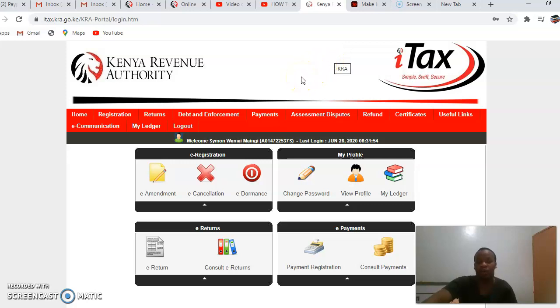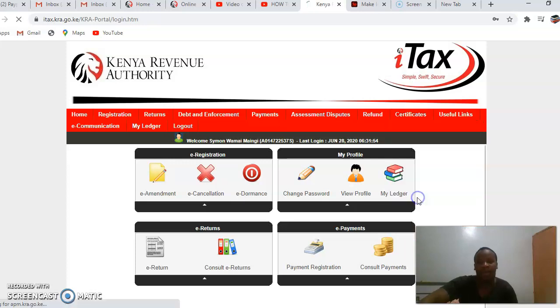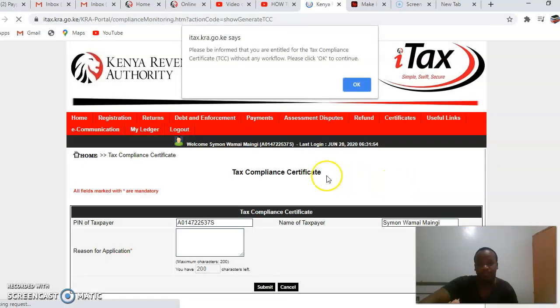The one requirement for you to generate the iTax compliance certificate is that you must have filed either nil returns or returns. This is a certificate that is proof of evidence that you have paid your taxes. So what we'll do is we'll come here, apply for tax compliance certificate.